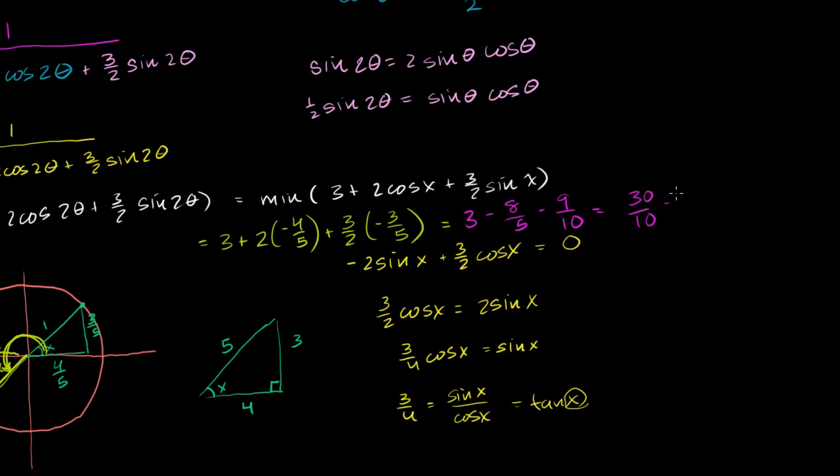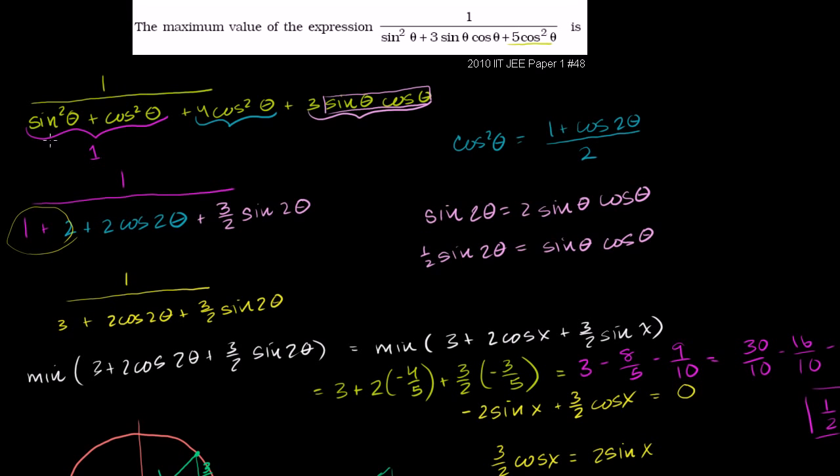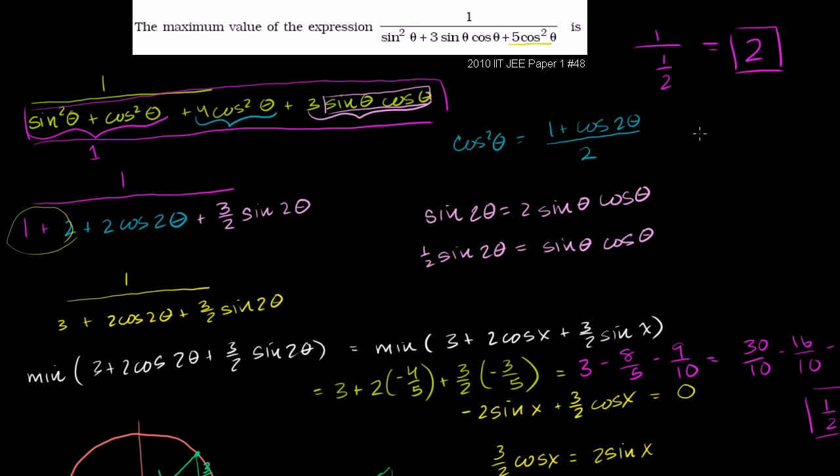30 over 10 minus 16 over 10, right? That's 8/5 minus 9 over 10. And this gives us 5 over 10, or 1/2. So the minimum value for our denominator, everything we've been dealing with so far has been our denominator, the minimum value of all of this business over here is 1/2. So the maximum value that this whole expression takes is when the denominator is at its minimum value of 1/2. So we get 1 over 1/2, which is equal to 2. And we're done.